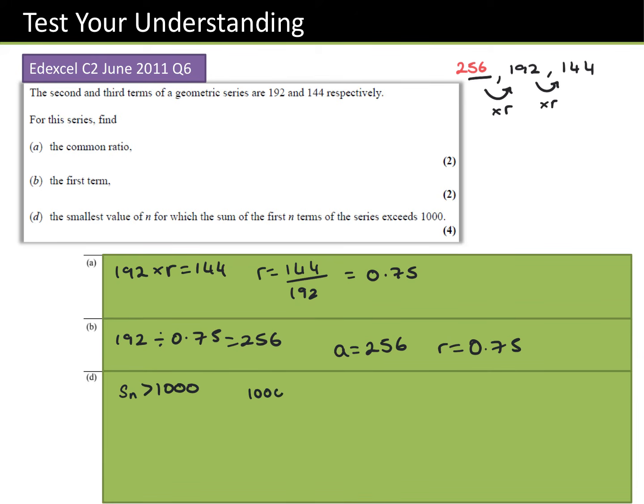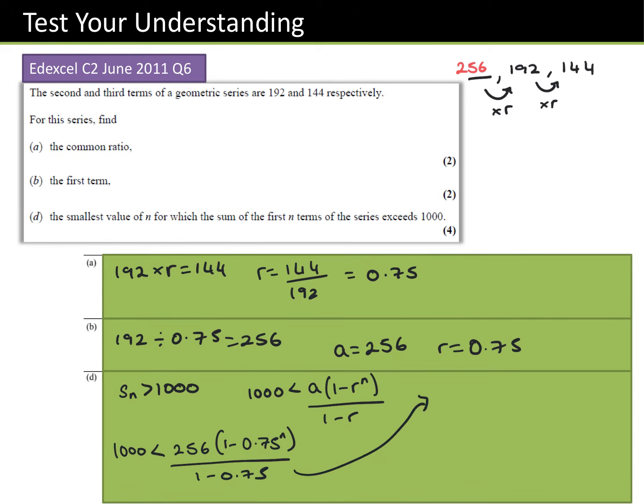So that means 1,000 has to be less than a times 1 minus r to the n over 1 minus r. So we're going to have 1,000 is less than 256 multiplied by 1 minus r to the power of n, 1 minus 0.75 to the power of n, all over 1 minus 0.75. Now 1 minus 0.75 is 0.25, multiplied by 1,000 is 250.